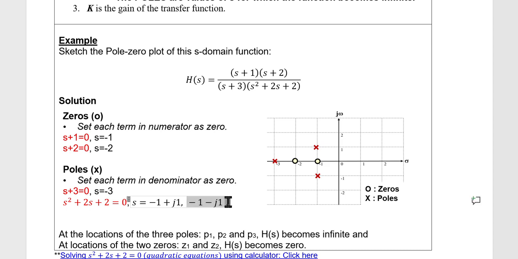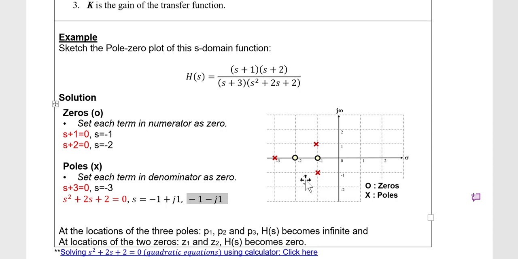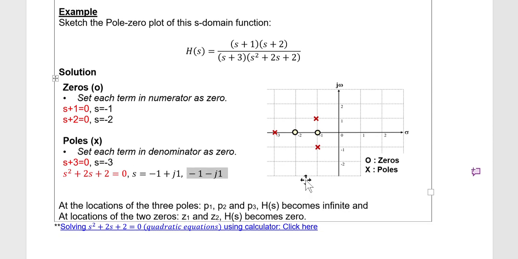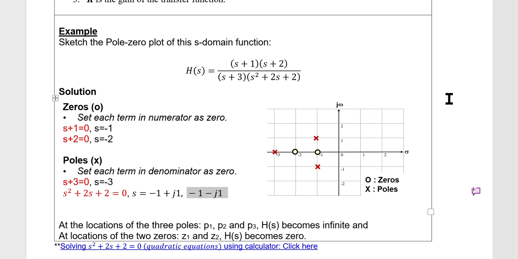And for this, -1 minus 1j. So -1 is the real axis, and this -1 is the imaginary. And we put an X here. So this is how we plot the poles and zeros. That's all to plot poles and zeros. Thank you.